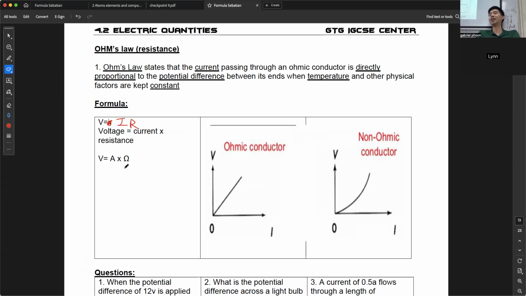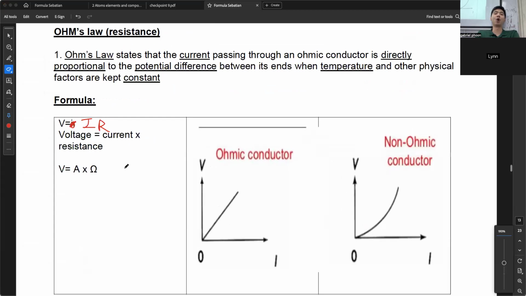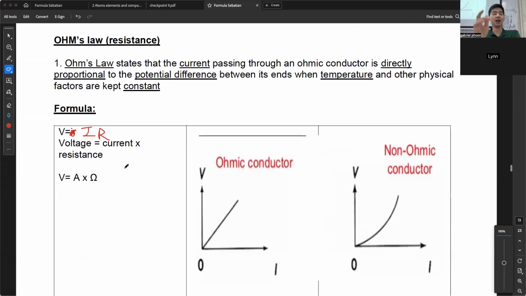Okay, done drawing. I want to explain this, guys. This is an extremely important formula. This is basically Ohm's law, which some of you guys probably learned in year 9 already, right? Who here never learned this before? For those who have never learned this before, listen up.